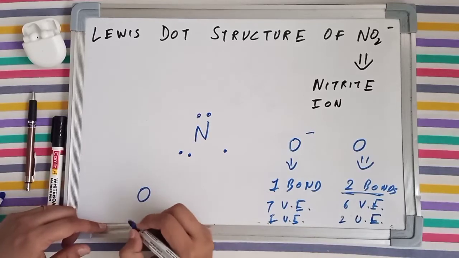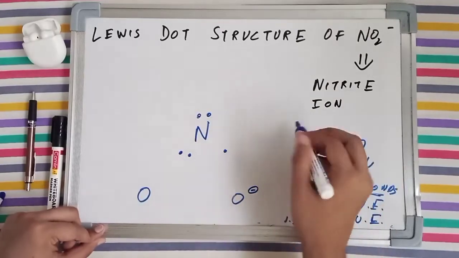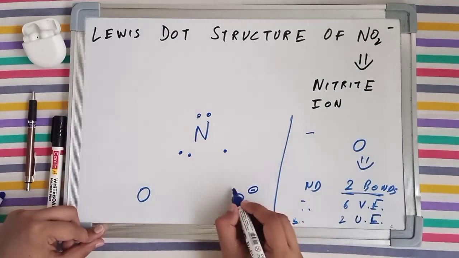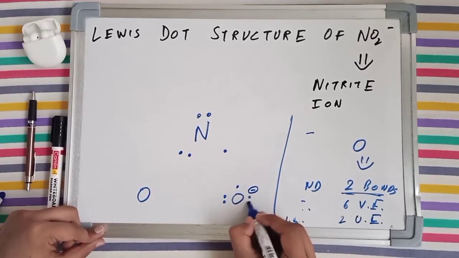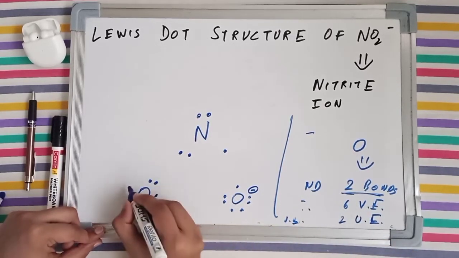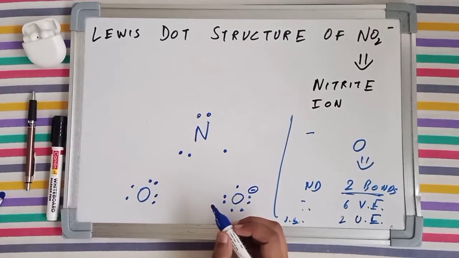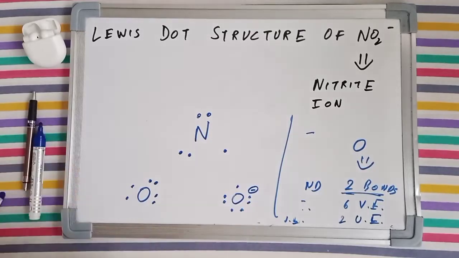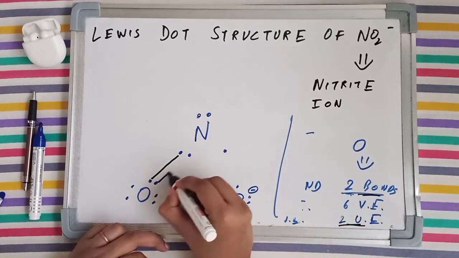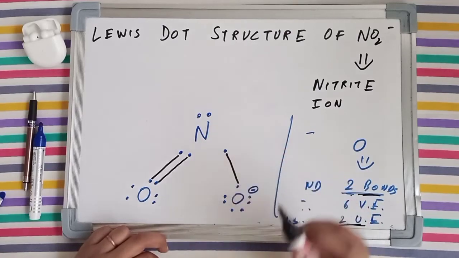So oxygen and O minus: O minus has 7 valence electrons, 1, 2, 3, 4, 5, 6, 7, whereas oxygen has 6 valence electrons, 1, 2, 3, 4, 5, 6, and nitrogen had 5 valence electrons. Now we'll be drawing the bonds. Oxygen makes 2 bonds, because it had 2 unpaired electrons. O minus will make just a single bond because it had just a single unpaired electron.